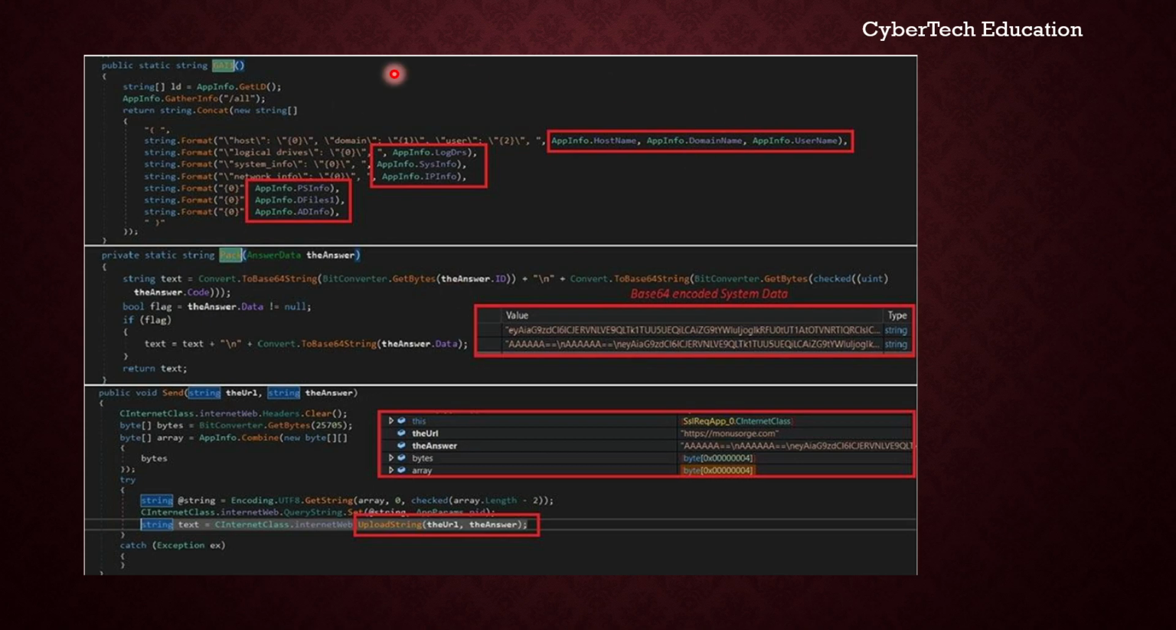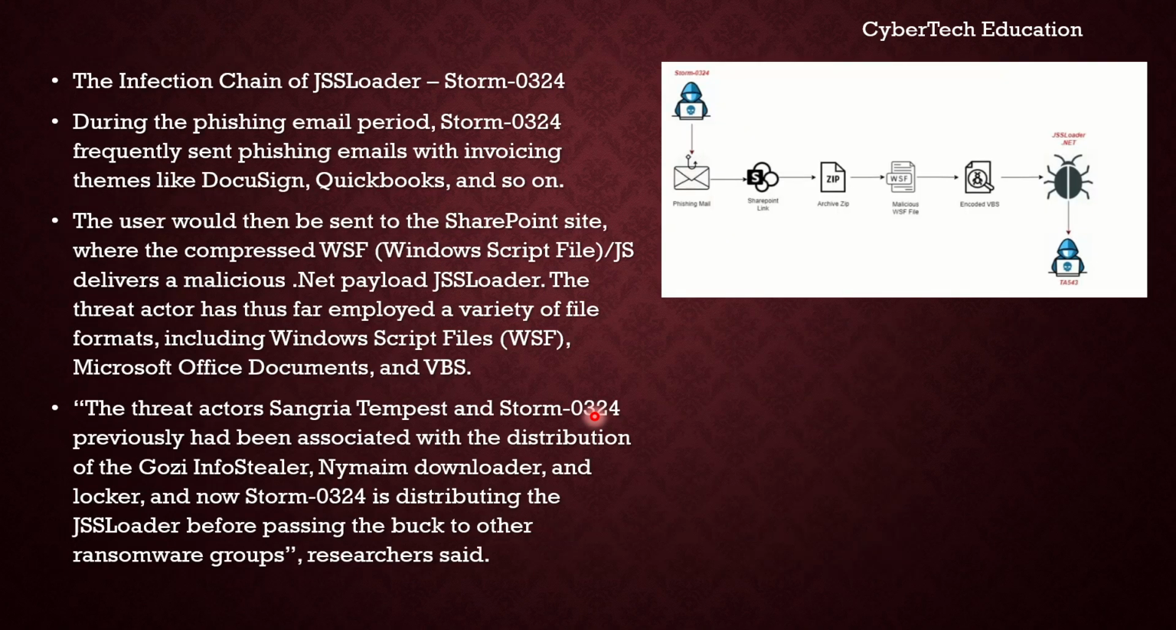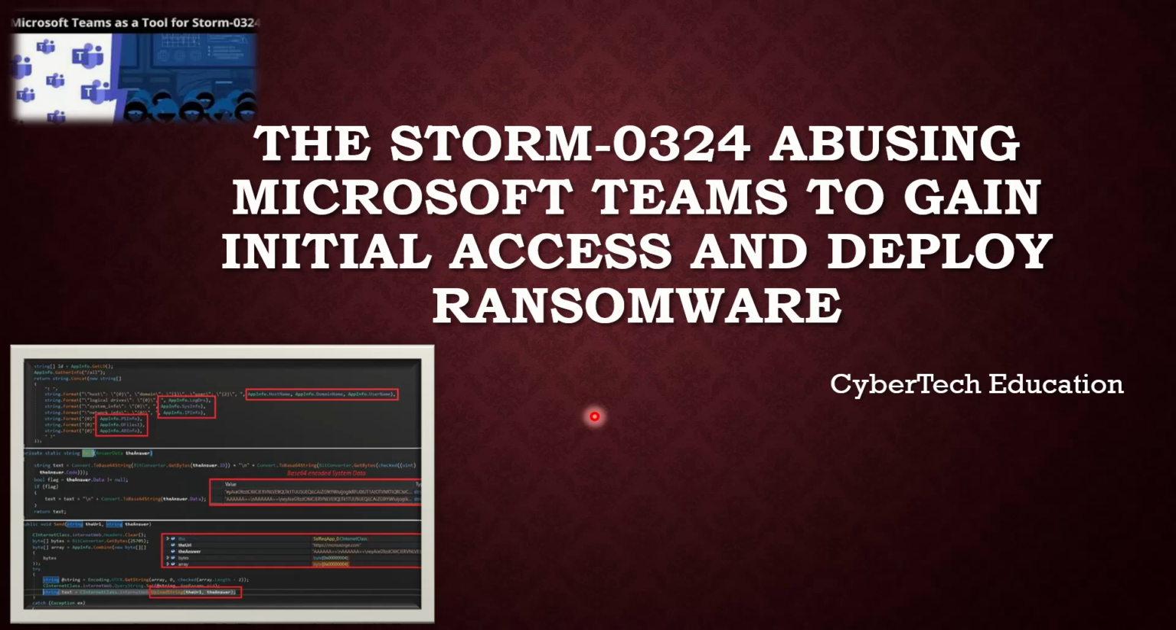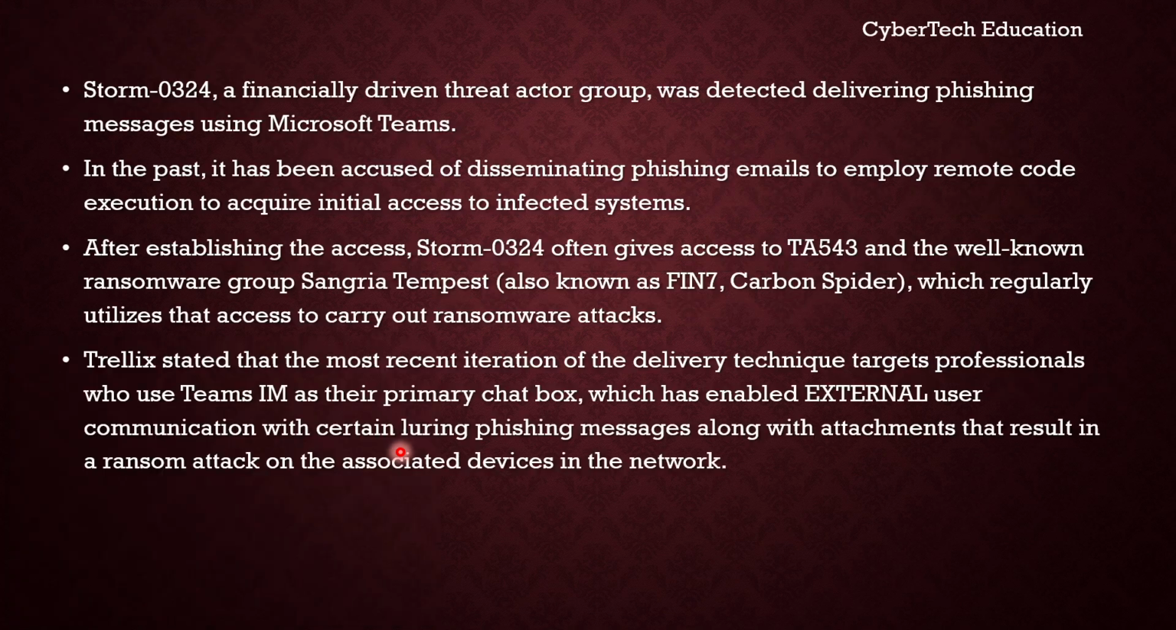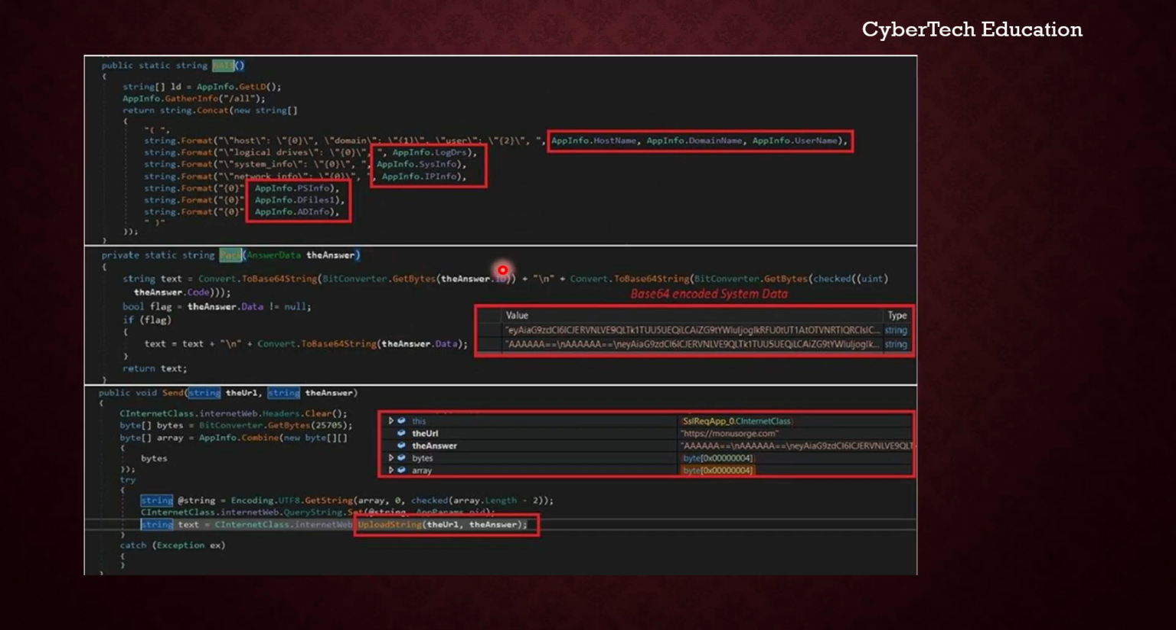This is the exact scenario of how the payload is formulated and installed, with the private static string and convert functions. The payloads usually contain the threat actor name, the URLs, and the execution file, once the user comes into this bait of phishing messages through Microsoft Teams. This is all for today's video analysis regarding Storm-0324 abusing Microsoft Teams, and I have also given the exact scenario of how it looks.